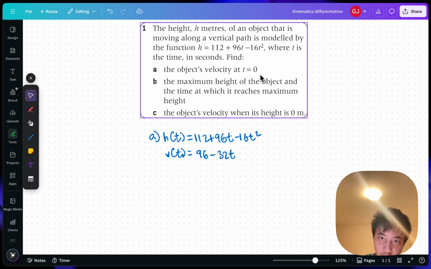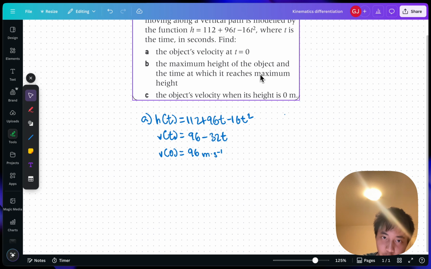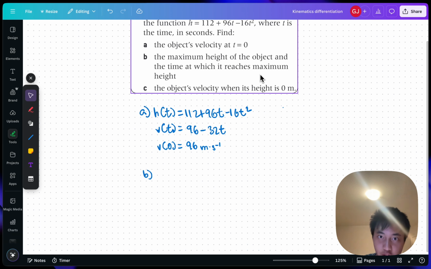And we want t equals 0, so when t equals 0, v0 gives us 96 meters per second, and this is the answer for A when time equals 0. So for B, we must determine the maximum height of the object and the time at which it reaches maximum height. So maximum height would be when velocity equals 0.